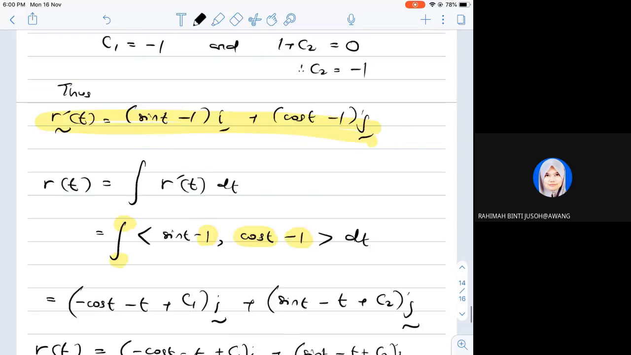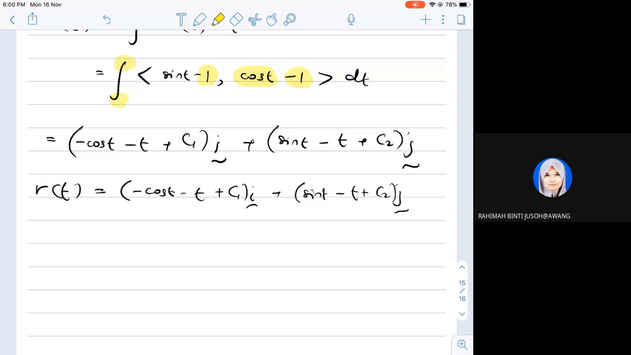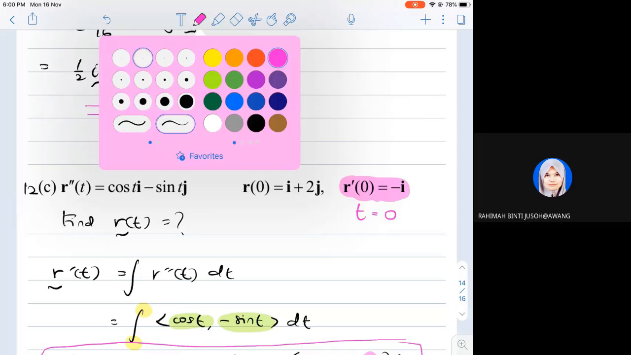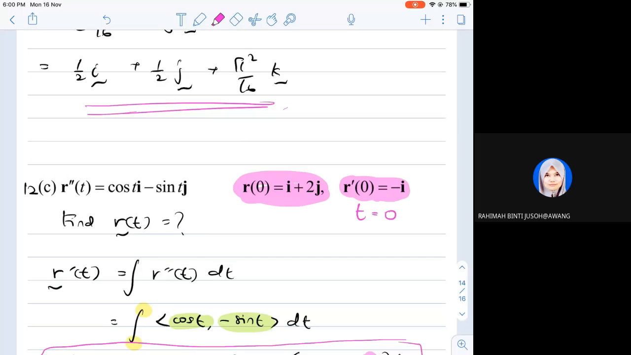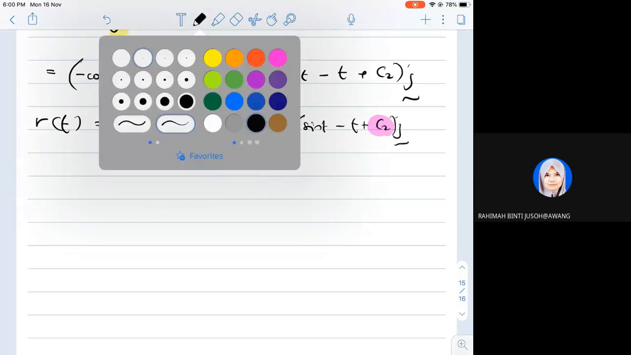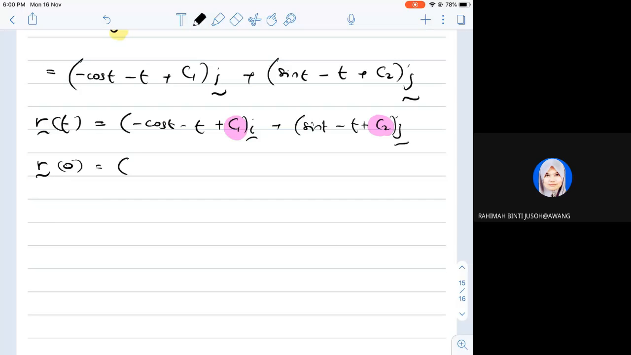Okay. So next, kita nak cari C1 dengan C2. Our objective is to find C1 and C2. So we look at the given initial condition here. Okay, we have R0 equals to I plus 2J. Again, T equals to 0. Guys, kalau the question gives you R pi over 2, so you should substitute T as pi over 2. It depends on the given conditions lah. Not necessarily always 0. Okay, so in this case, again, T equals to 0. So we just substitute 0. So R 0, we have negative cos 0 minus 0 plus C1I plus sin 0 minus 0 plus C2J. Okay, so cos 0 is 1, sin 0 is 0.